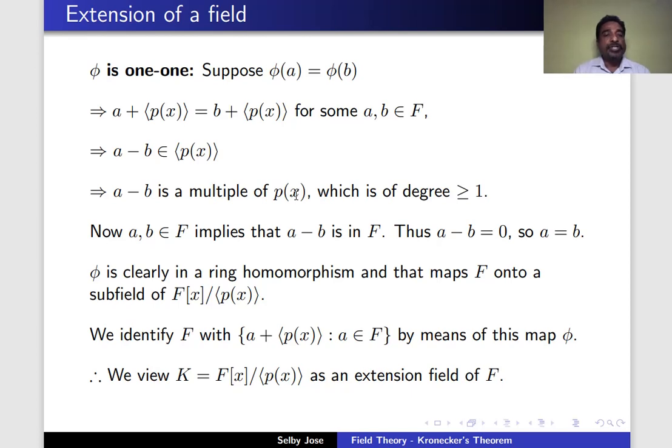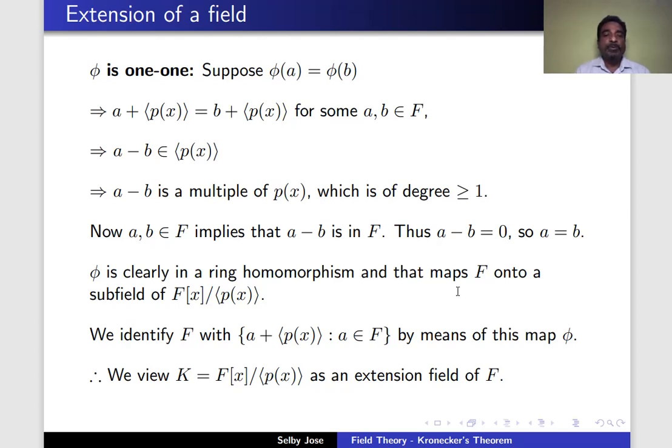But by assumption p(x) is an irreducible polynomial, so its degree is greater than or equal to 1. And because a and b are in F, a minus b is also in F, and therefore the degree of a minus b as a polynomial over F is equal to 0. So p(x) divides a minus b, and the degree of a minus b is 0, which is possible only if a minus b is equal to 0. That means a is equal to b. So hence phi is one-one.